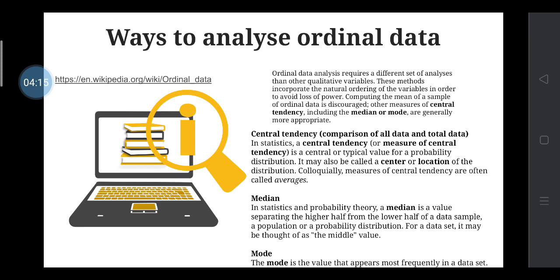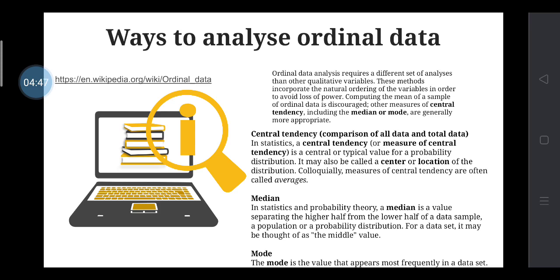Next, let's go over two ways to analyze ordinal data. Ordinal data analysis requires a different set of analysis than other qualitative variables. These methods incorporate the natural ordering of the variables in order to avoid loss of power. Computing mean of the sample of ordinal data is discouraged. Other measures of central tendency, including median or mode, are generally more appropriate.